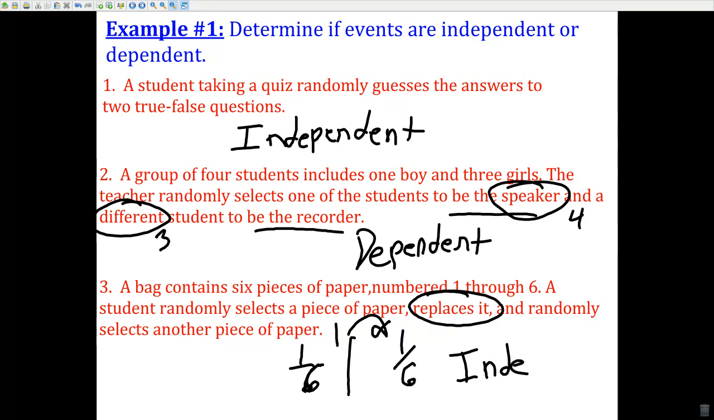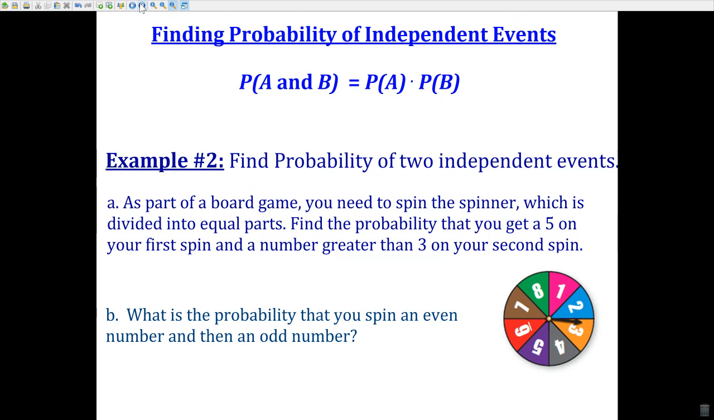If it was without replacement, you just change it to a 1/5 chance, right? Not a 1/6 chance anymore. So without replacement will be dependent. That's the game changer there. All right.